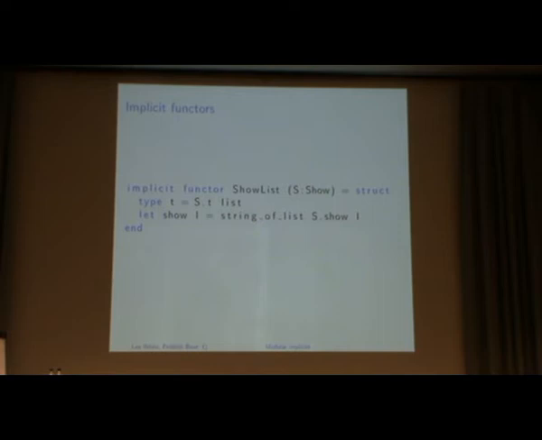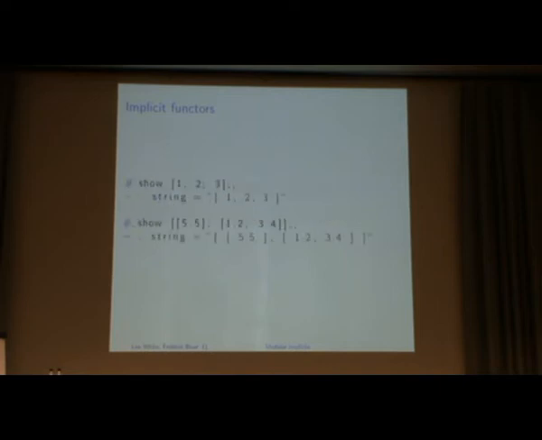Right, so that's all very good for showing ints and floats, but if I know how to show something of type T, I'd like to be able to describe how to show a list of Ts, and the way we do that is with an implicit functor definition. Here I've defined this implicit functor show list, which takes an S argument of module type show, and what it defines is how to show an S.T list, and it has the appropriate definition of show below. With this in scope as well, we can now show lists of integers.